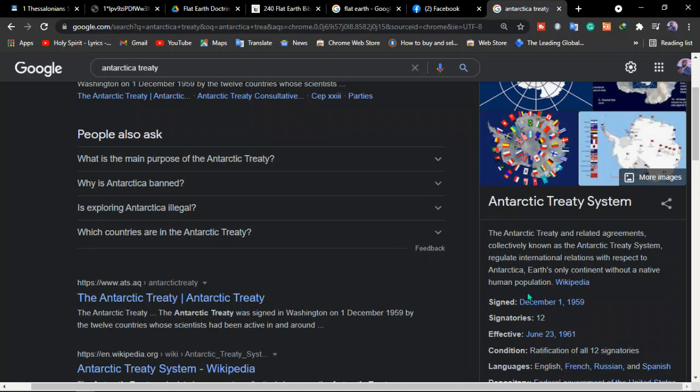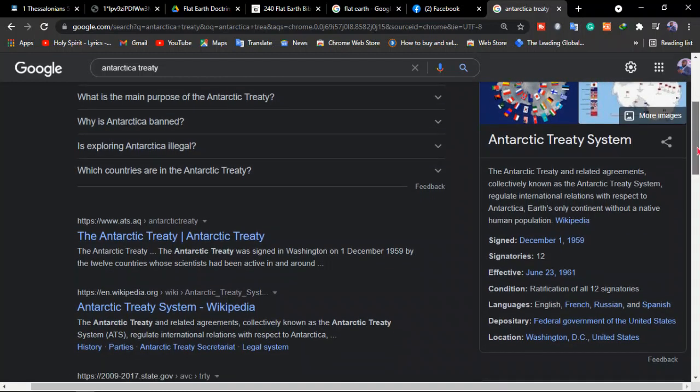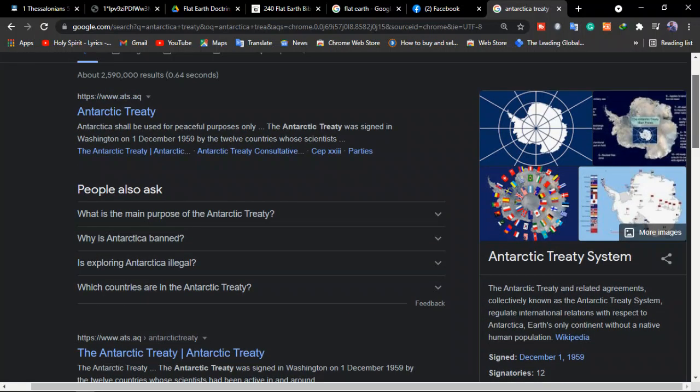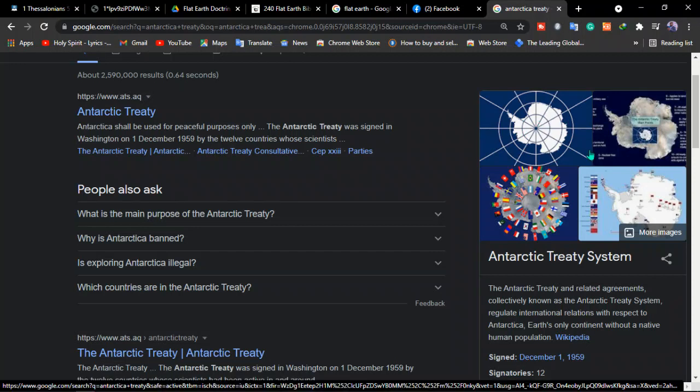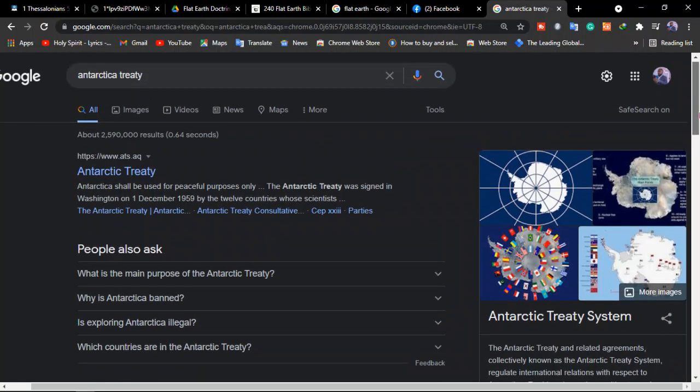Read that. Why did they make a treaty? Why did they say that nobody should be able to go there? And of course, they try to draw a very fake map here and tell us, oh, this is how it looks like. But we know it doesn't look like that. Why did they make this treaty?